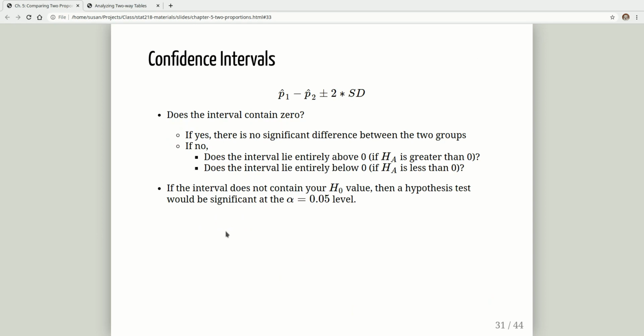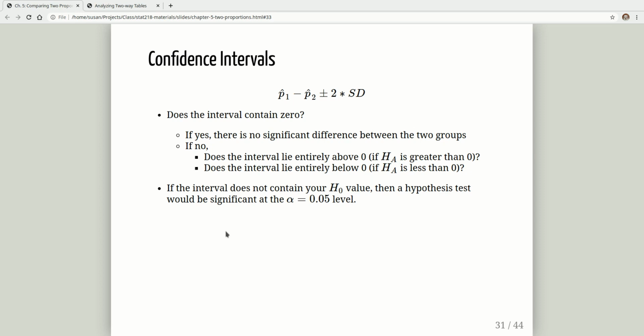So as in chapter 3, the question of whether the interval contains 0 is equivalent to a hypothesis test. If the interval does contain 0, then we know that there's no significant difference between the two groups. So we can't say that the difference is anything other than 0, right? If the interval doesn't contain 0, you can look to see which side of 0 the whole interval is on, and then construct an equivalent alternative hypothesis that corresponds to where that interval is.